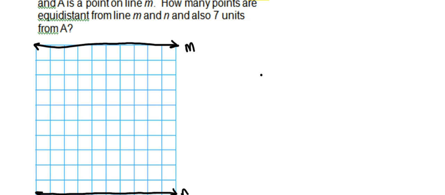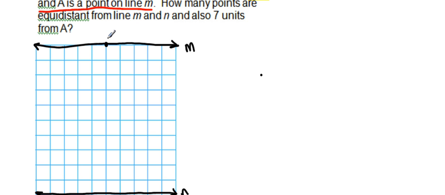The other thing or criteria that needs to be met is A has to be at any point on line M. So I'm going to put A right there in the center, but you can put it anywhere you want as long as it's on line M.